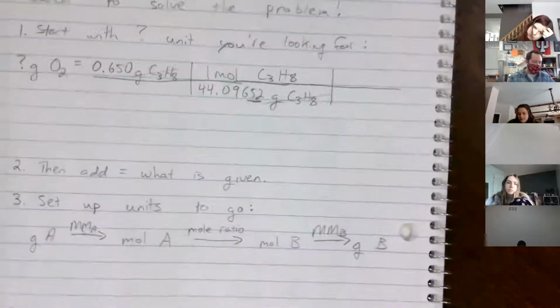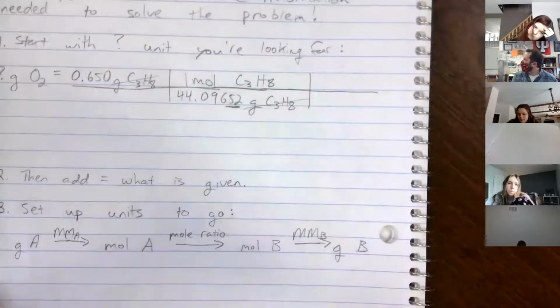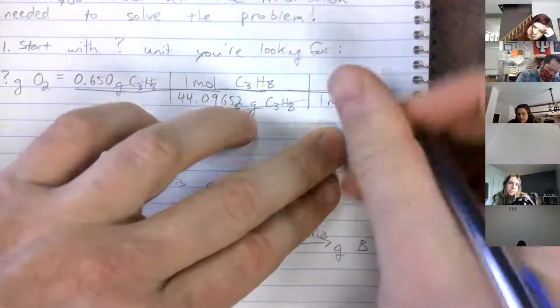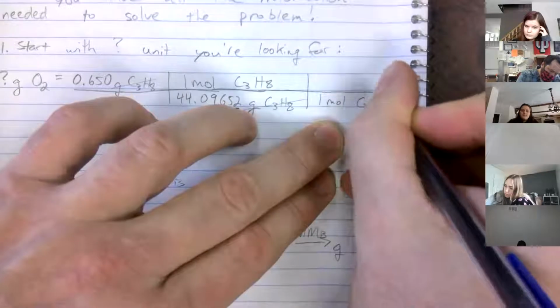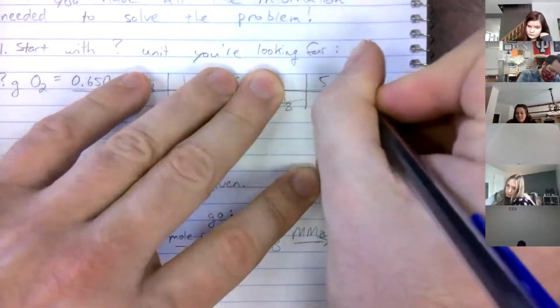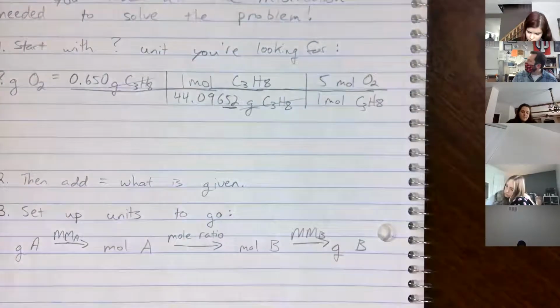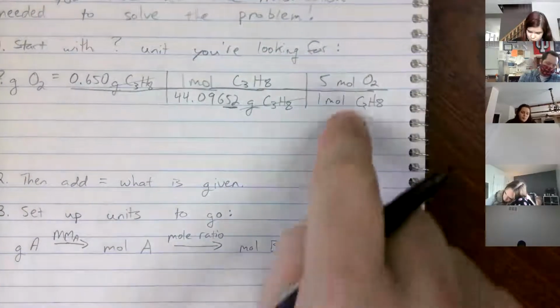Which way do we want to write it? Well, we want to make sure that we get moles of propane on the bottom. So we'll use the one that has moles of propane on the bottom. 5 moles of oxygen to 1 mole of propane.